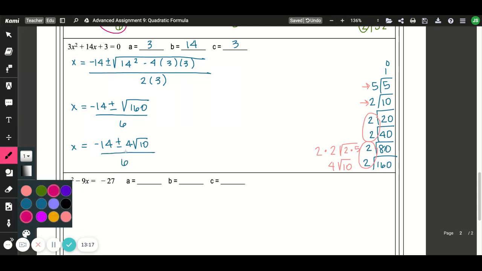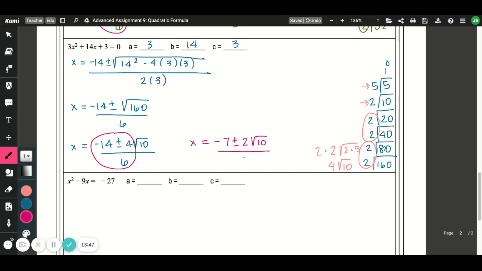Okay, and then our last thing, just like before, if all 3 integers can be divided by the same number, you can reduce them. 4 and 14 and 6 are all divisible by 2. So to reduce, I'm going to divide them all by 2. Get negative 7 plus and minus 2 square root 10. The 10's in a radical. It's not an integer. It can't get simplified with the rest of them. All over 3.